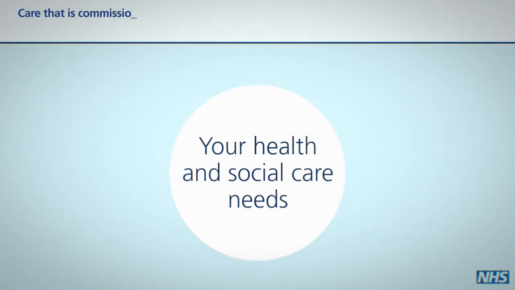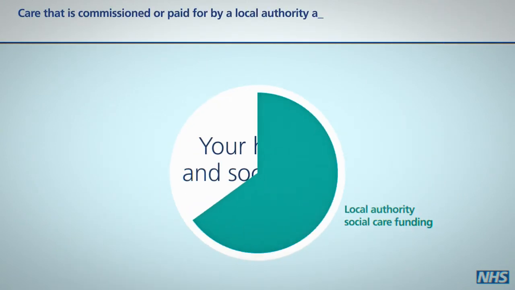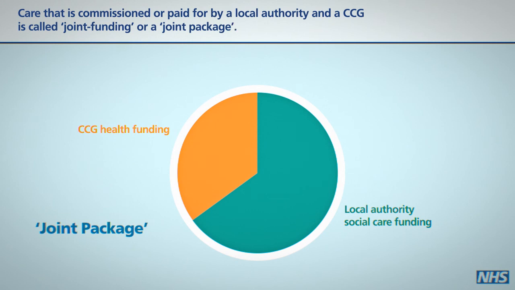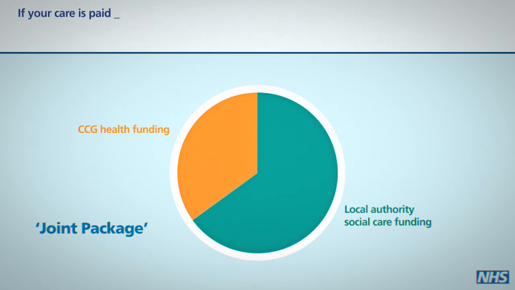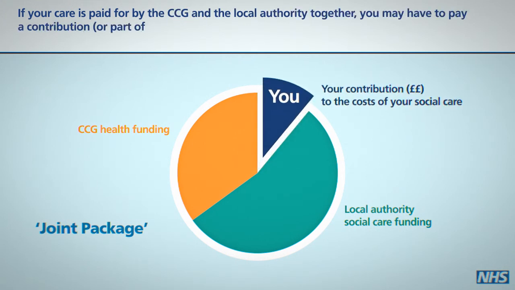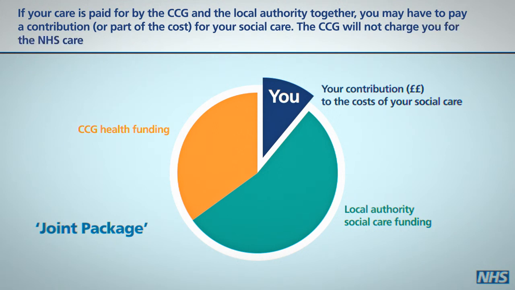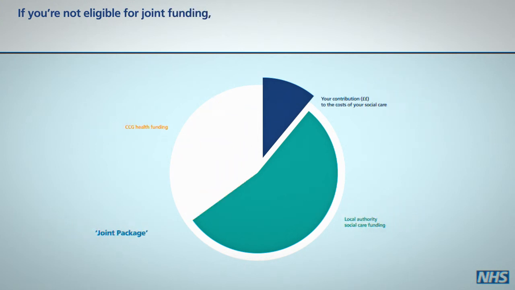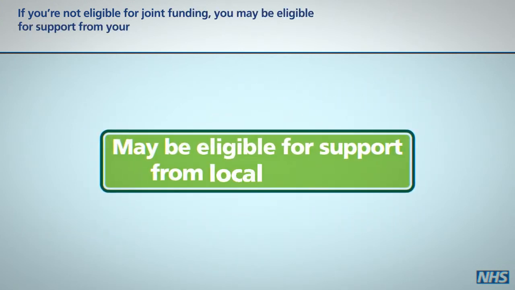Care that is commissioned or paid for by a local authority and a CCG is called joint funding or a joint package. If your care is paid for by the CCG and the local authority together, you may have to pay a contribution or part of the cost for your social care. The CCG will not charge you for the NHS care you need. If you're not eligible for joint funding, you may be eligible for support from your local authority.